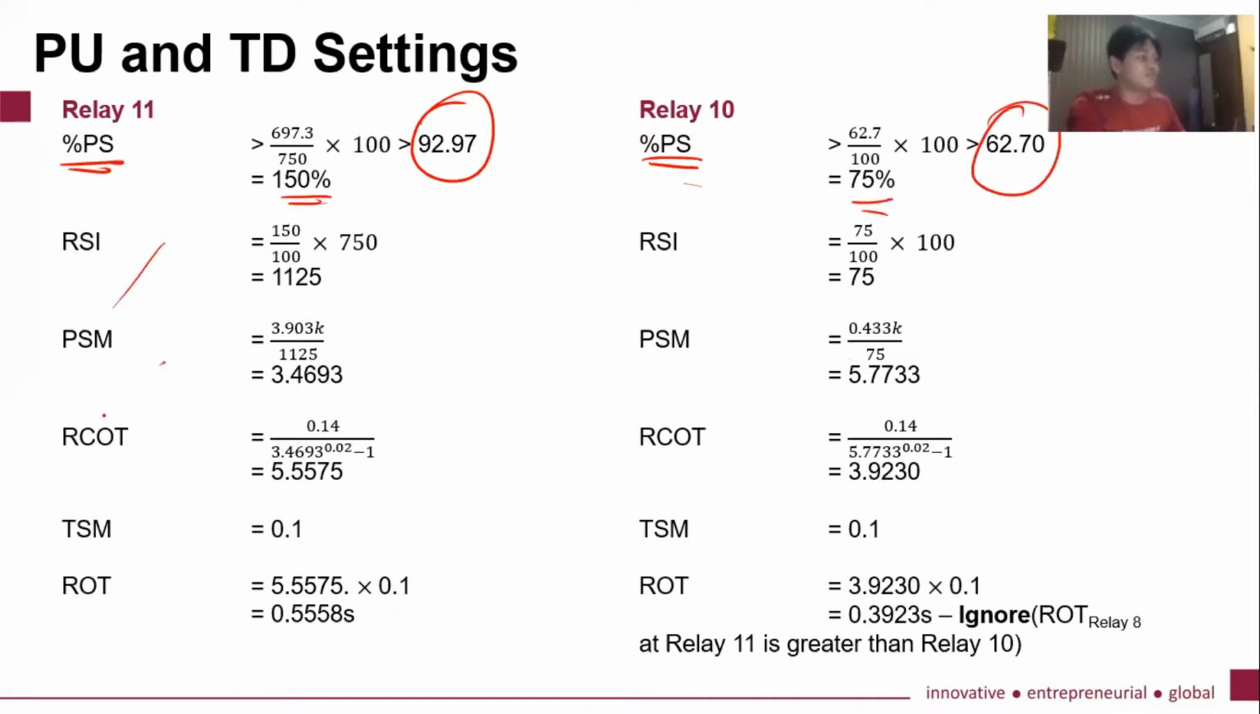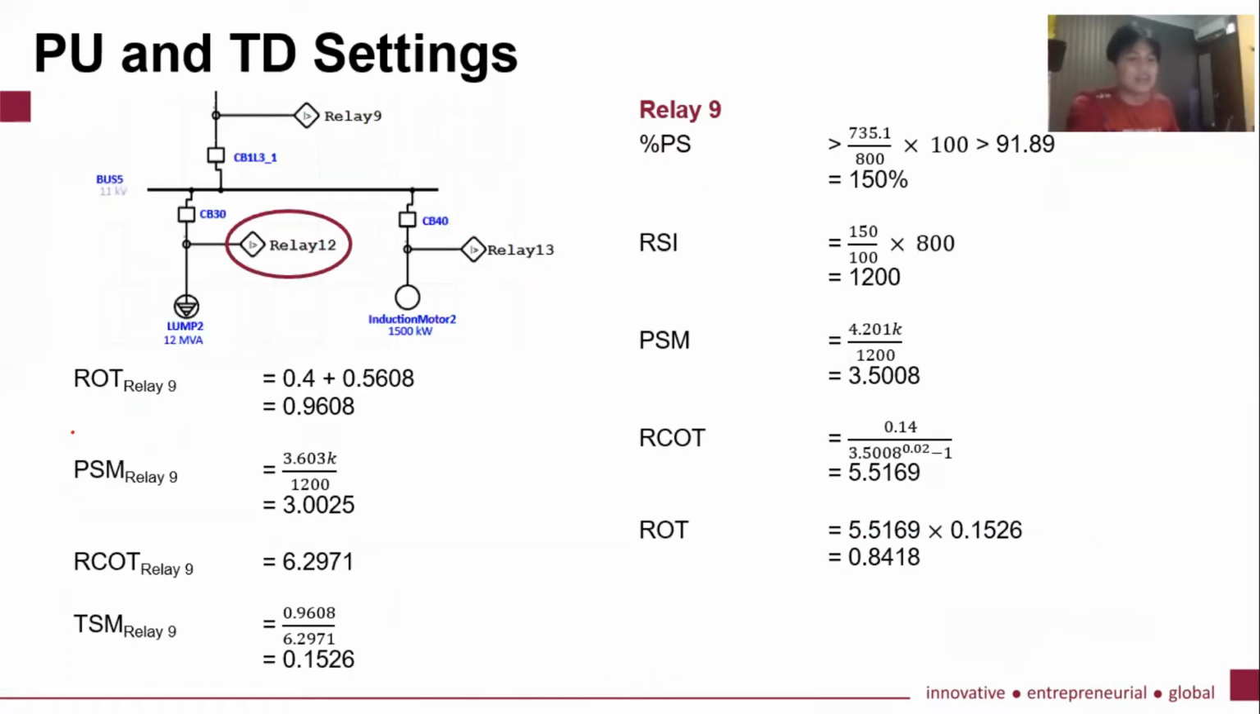We calculate RSI for both relays, TSM for both relays, and RCOT. As you can see, we assume that TSM for relay 11 and relay 10 is 0.1. So ROT for both relays, we calculate using the RCOT and the assumed TSM, and then we will get 0.558 for relay 11 and 0.923 for relay 10. But we will ignore the relay ROT at relay 8 and relay 10 because relay 11 is greater.